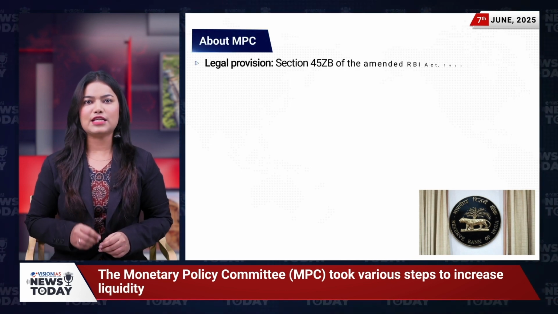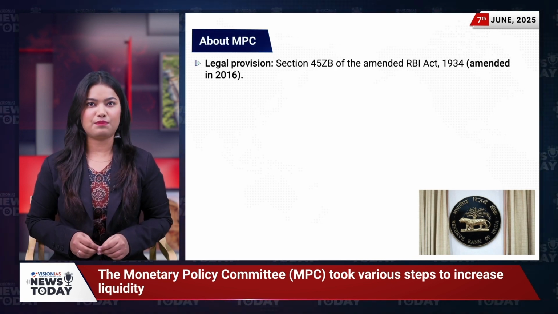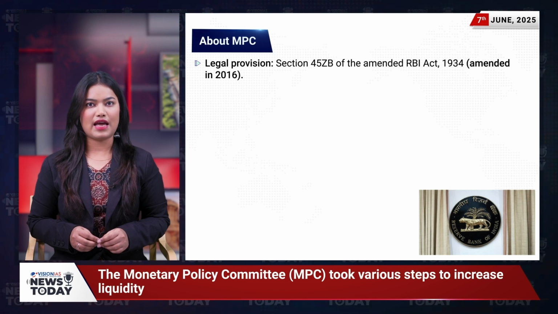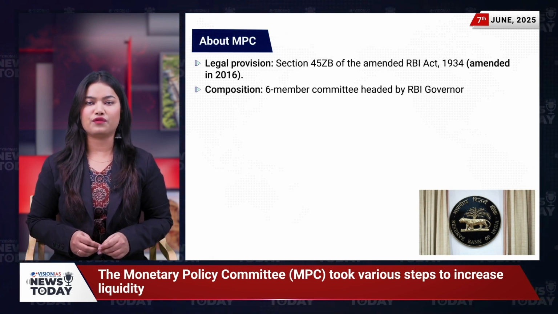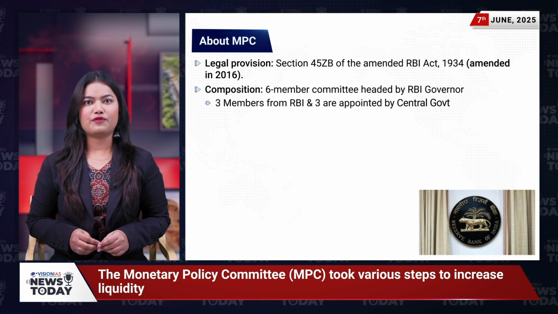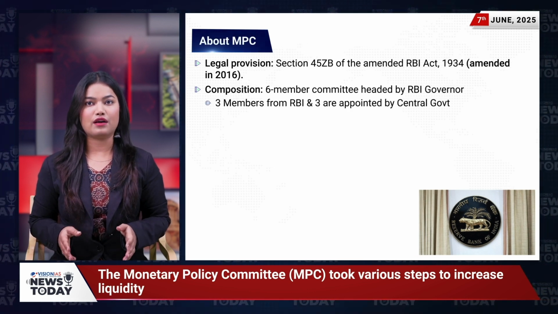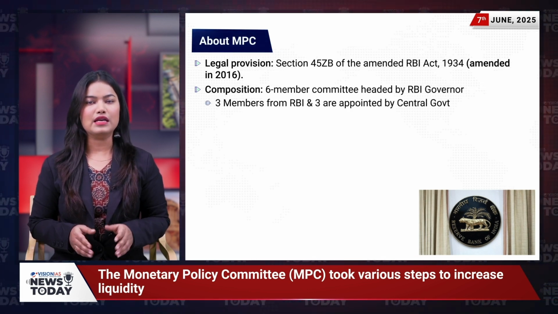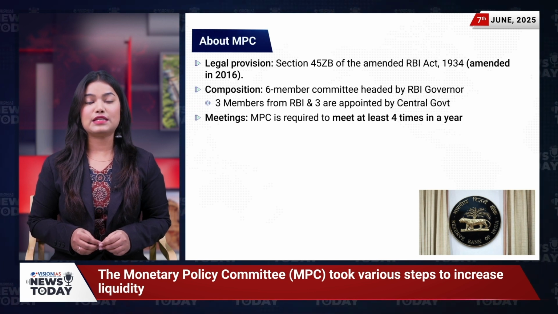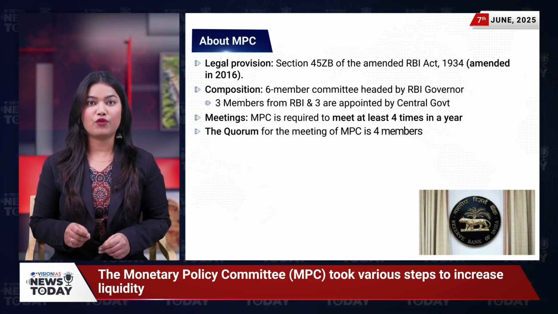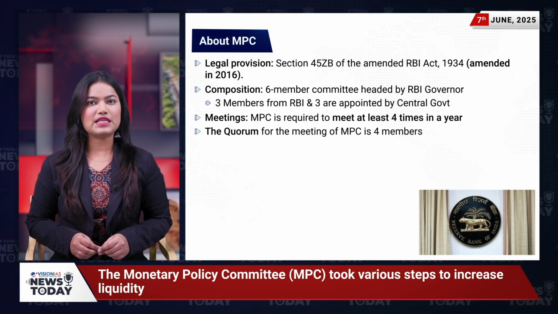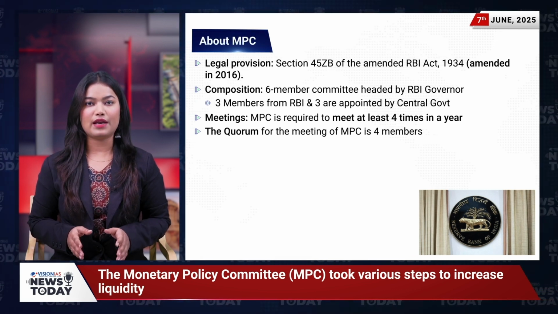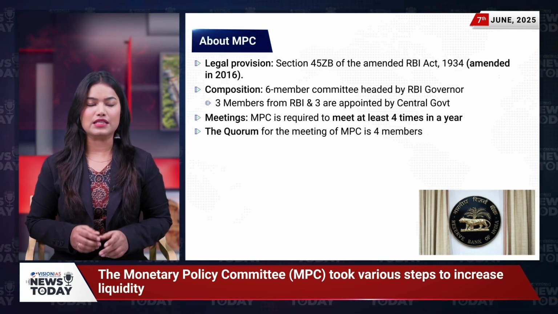And finally, a quick word on the Monetary Policy Committee itself. The MPC was set up under Section 45ZB of the amended RBI Act 1934. It's a 6-member committee headed by the Governor of the RBI. 3 members are from the Reserve Bank of India and 3 are appointed by the central government. The committee is mandated to meet at least 4 times a year, and the quorum for a meeting is 4 members. With these measures, the MPC aims to stabilize the economy and maintain adequate liquidity in the system.